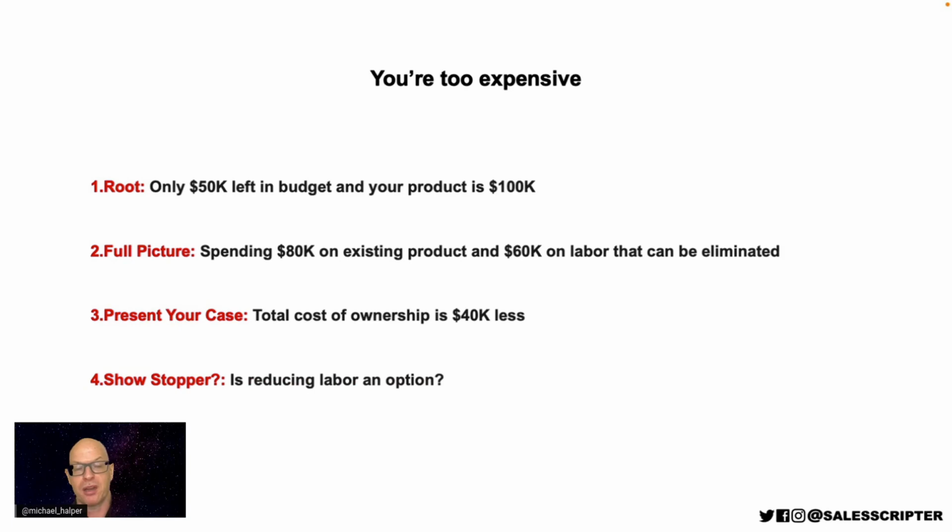And step four is to identify if it's a showstopper. So we can ask questions around, we can eliminate $60K in labor costs. Is reducing labor an option for you? Maybe it's not. Maybe they're locked into those people with contracts and they can't get rid of them, but maybe they can. Maybe they can move them to a different team and have those savings. And then with you, you're actually cheaper. You're less expensive. So that's an example of using that four-step process to try to overcome an objection.